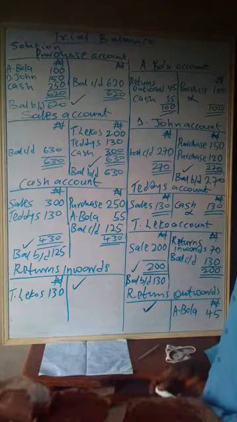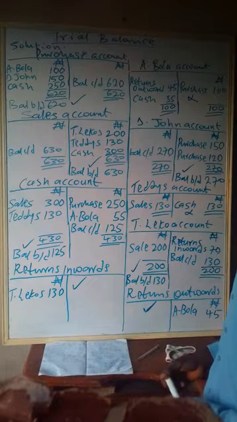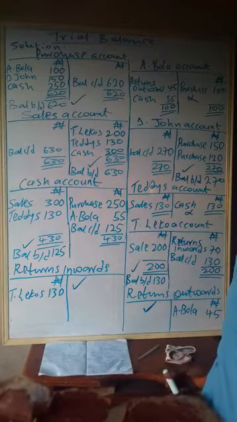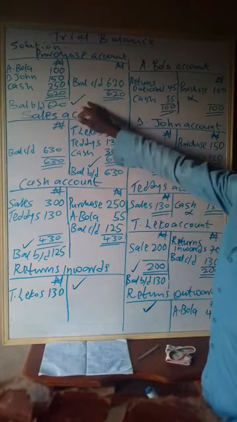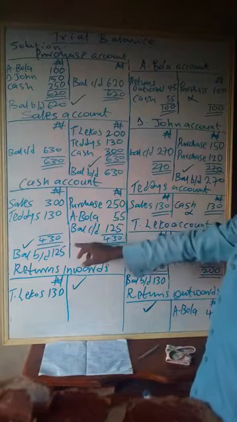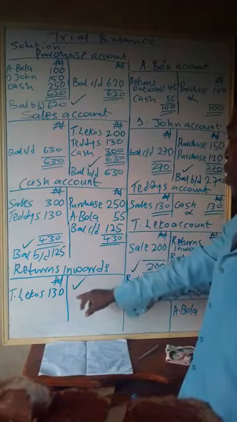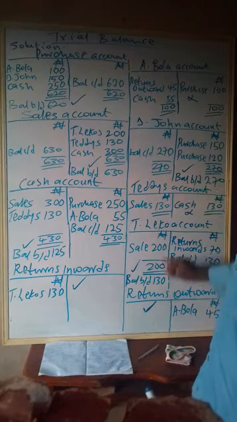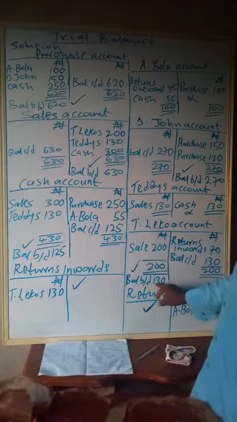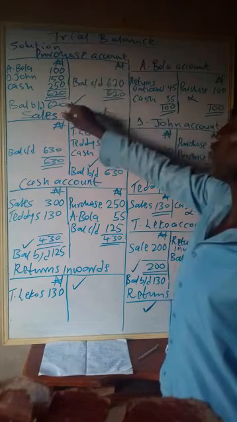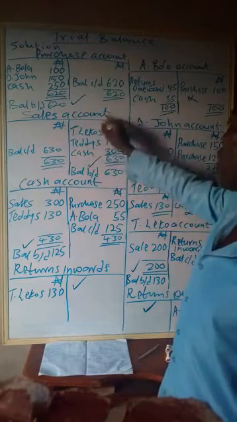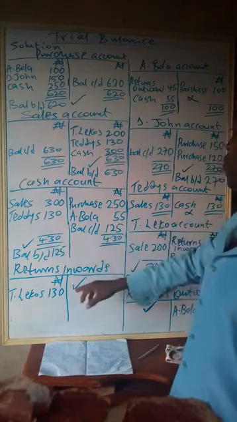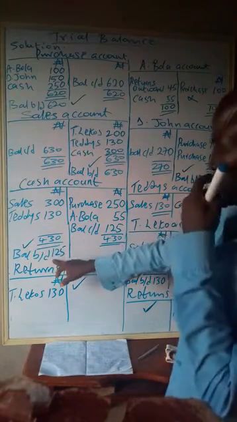Today we are presenting trial balance. In our last video, we extracted the balances. Purchases give us a balance BD. Sales give us a balance BD of 630, a balance BD of 620, and a balance BD of 125.